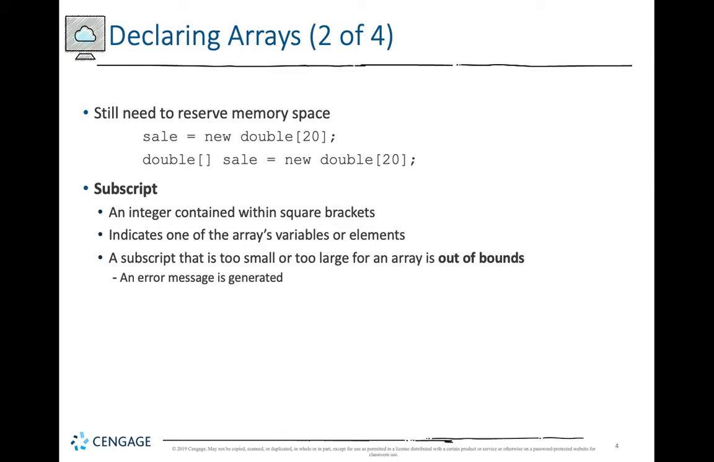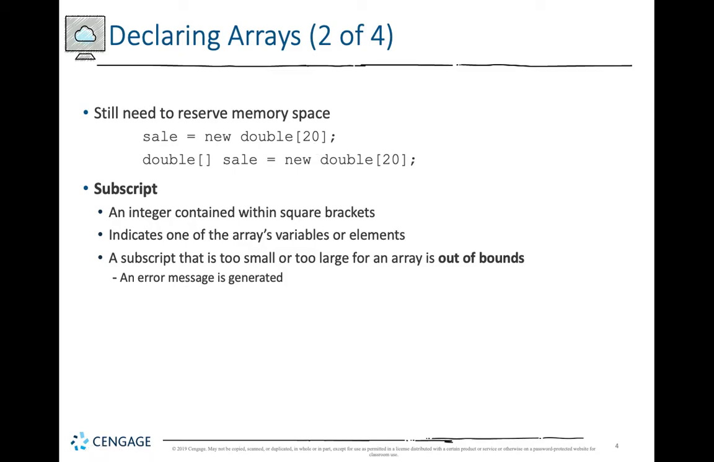Now, when you declare an array, you still have to reserve the memory location. With a primitive, if you have int cell equals 0, usually when you use primitives like that, that's how you reserve memory. You don't necessarily say int cell equals new int. You don't do that with primitives. But with arrays, you do. And you'll notice here it's actually double cell equals new double, and then the brackets again, and then you have the subscript of 20.